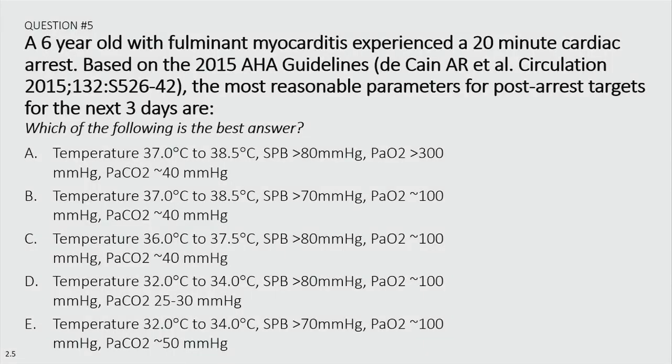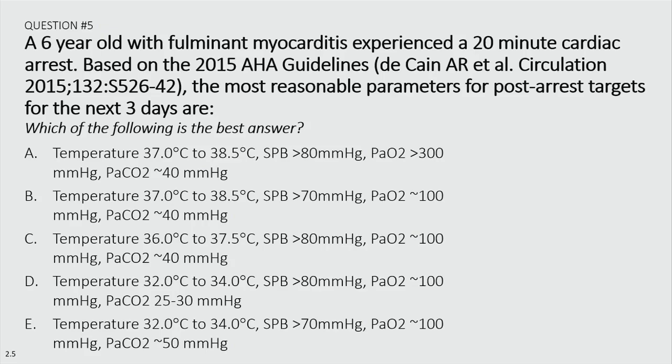Question number 5. A 60-year-old with fulminant myocarditis experienced a 20-minute cardiac arrest. Based on 2015 AHA guidelines, those guidelines that Dr. Costello put up, the most reasonable parameters for post-arrest targets for the next 3 days are: A, temperature of 37 to 38.5 with systolic blood pressures of 80 millimeters of mercury and PaO2 of 300, PCO2 of 40. B, temperature of 37 to 38.5, systolic blood pressure of 70, PaO2 of 100, PCO2 of 40. C, temperature of 36 to 37.5 with systolic blood pressure of 80, PaO2 of 100, PCO2 of 40.